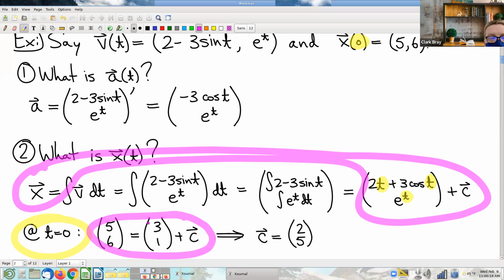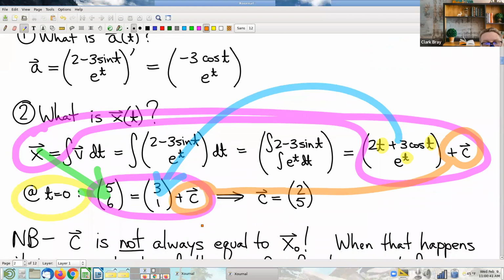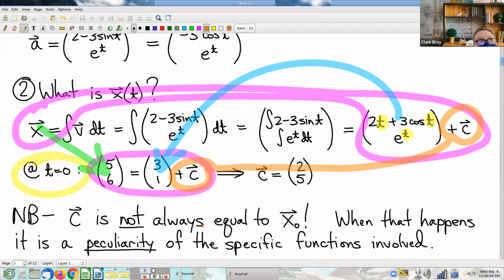turns into this equation, because position is 5, 6. This antiderivative that I'm looking at, again, you plug in t equals 0, you get 3, 1. And that allows me to solve for what I'm interested in, namely that constant c, that integration constant. Everybody good? Again, familiar? This is just kind of a vector version of something you've seen before in Calc 1 or 2, depending.